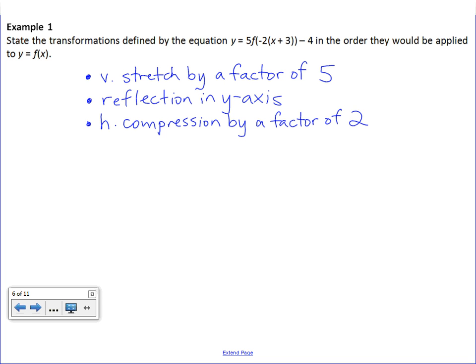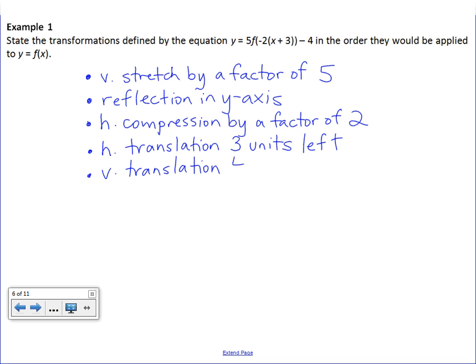Okay. So I'm done with A, I'm done with K, now I'm on to D. What's D telling me? Horizontal. Do you guys like shift or translation? Well, you pick. Horizontal translation, 3 units. Is it right or left? Left. And then last, vertical translation, 4 units down.